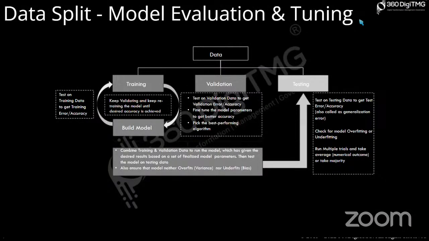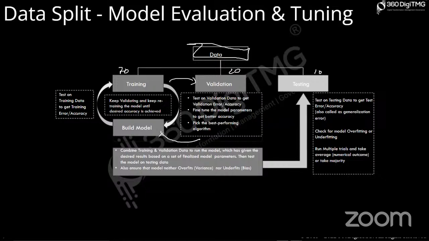We are talking about the data split, so let us see this a little bit closer. We have a data set, and it is split into three parts. Suppose 70% to training, 20% to validation, 10% to testing. On the 70% of the data, we will train using an ML model. We'll build a model. Then we'll test on a validation set.